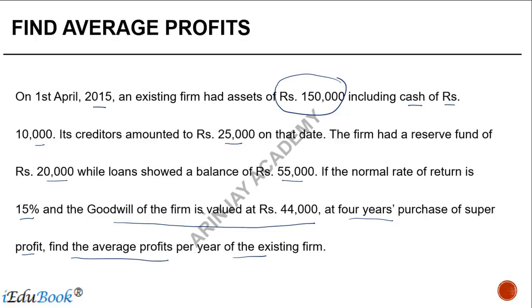So what is happening here is you're given a certain set of assets and liabilities which can help you find the net assets of the firm. Applying the normal rate of return, which is also given to you in the question, you can find out average profits, right? Then you're also given the value of the goodwill, which is calculated based on the super profits. So you can calculate the normal expected profits through this data. You can calculate the super profits using this data and then combine the two to find out the average profits per year of the existing firm.